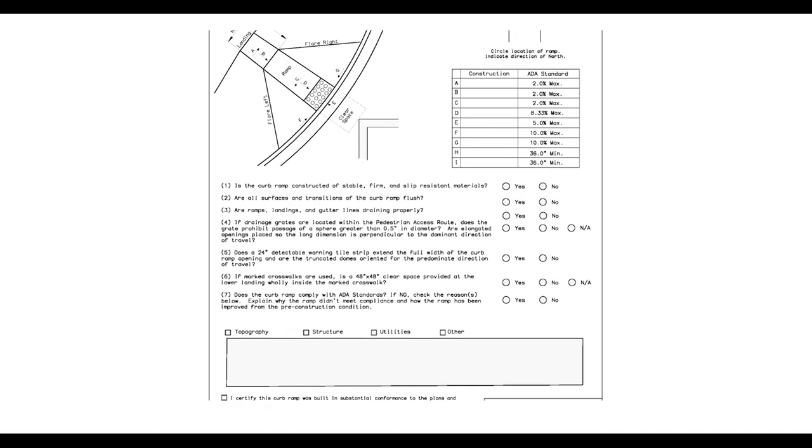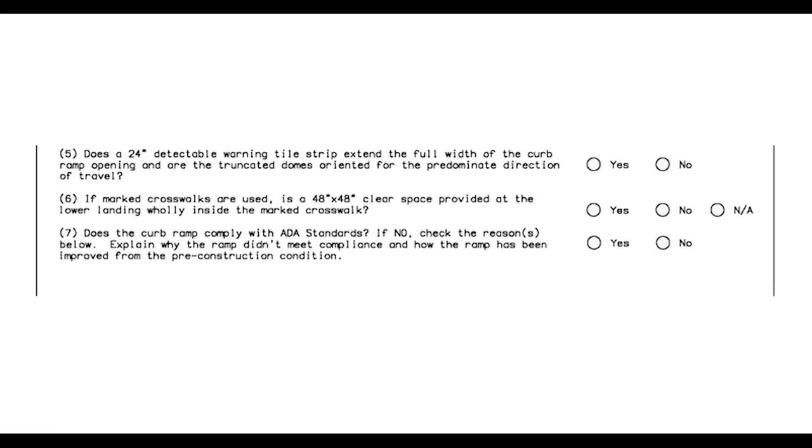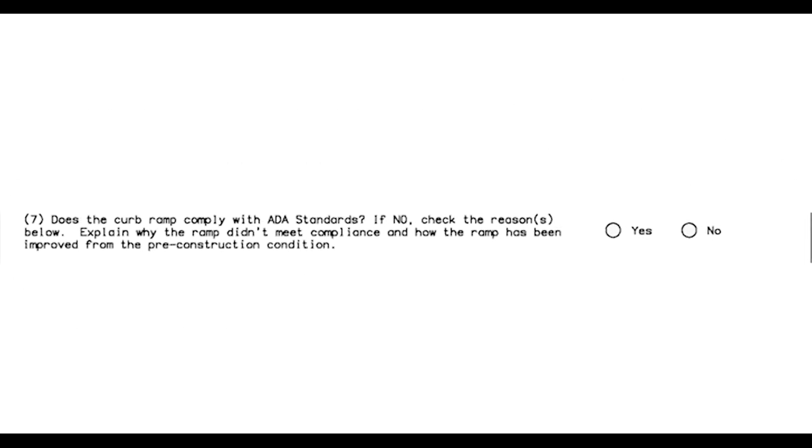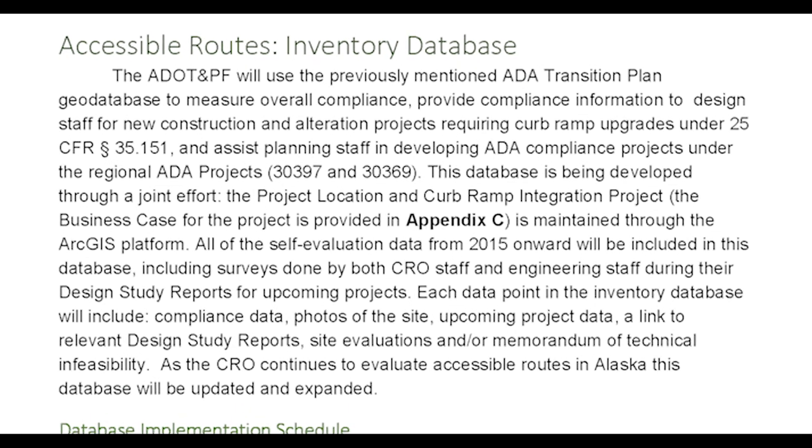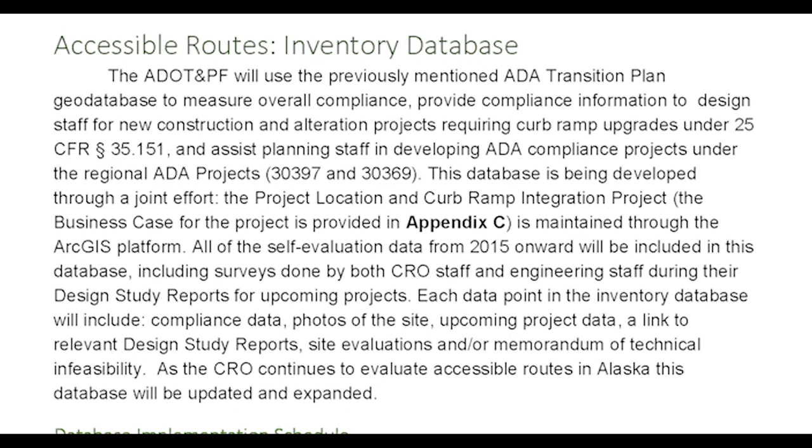Does the curb ramp comply with ADA standards? If no, check the reasons below. Explain why the ramp didn't meet compliance and how the ramp has been improved from the pre-construction condition. The State of Alaska Department of Transportation's ADA Transition Plan states that our objective is 100% compliance. Unfortunately, it is possible that under the current ADA guidelines, the ramp cannot be built to 100% compliance. If this is the case, it is our goal to build it as compliant as possible.